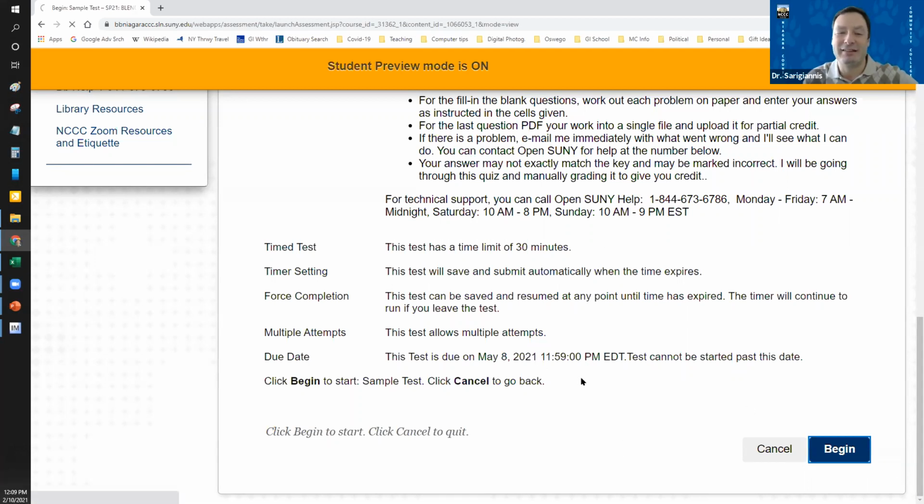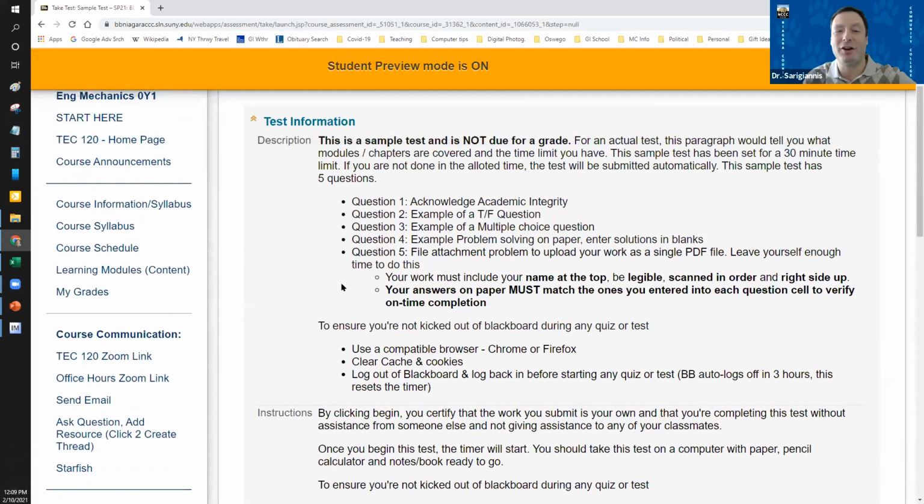So I'm going to start this test. And the first thing you notice is that you still get all the test information up here, which you can collapse.